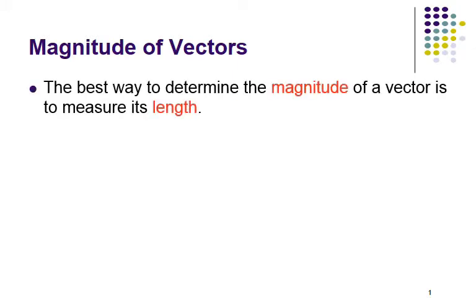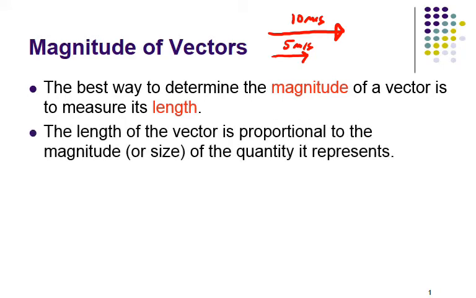So in terms of vectors, the magnitude of the vector is based on its length. Let's say we had a velocity vector that represented 10 meters per second. If we had a 5 meters per second vector that was to the right, it would be half as long. Sometimes our vectors will be to scale, sometimes they won't, but it's usually helpful to have it to scale, so you can describe things or draw things out the way they are. So again, the vector is proportional to the size that it represents.